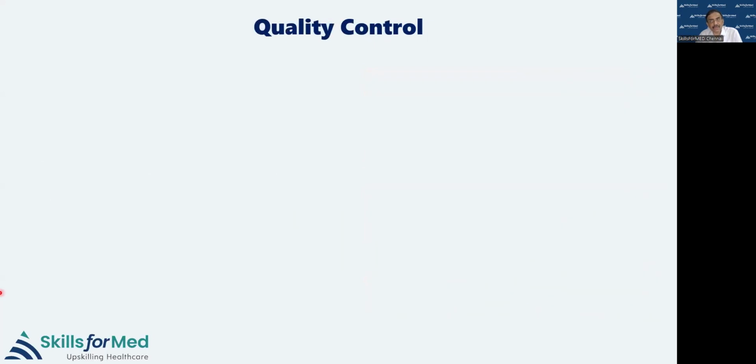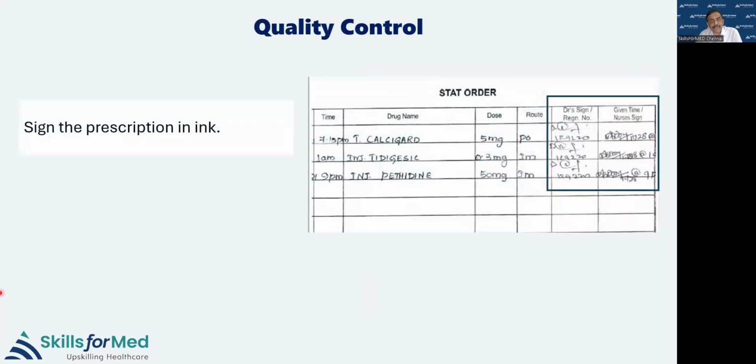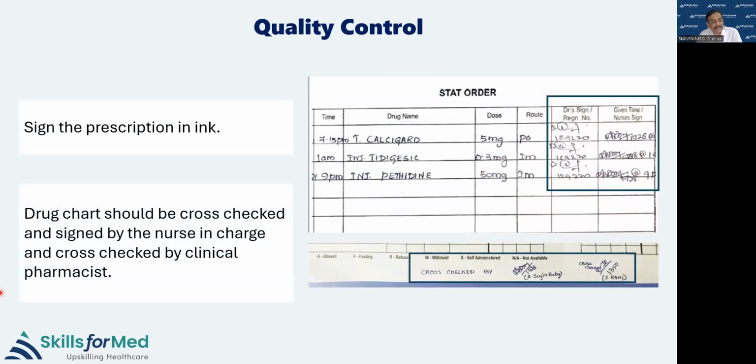So that brings us to quality control. Basically, you need to sign the prescription in ink, and the drug chart should be cross-checked and signed by the nurse in charge and also by the clinical pharmacist. There will be a section at the bottom of each page where it is cross-checked by whom, either the nurse or the clinical pharmacist.